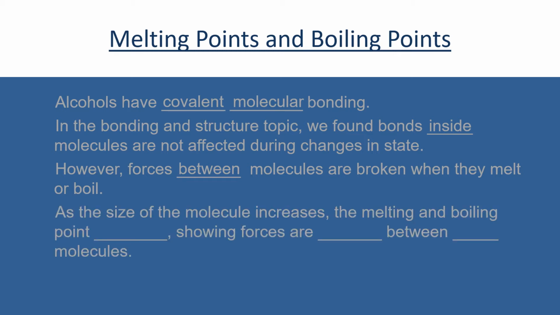And we've found from that data that as the size of the molecule increases, the melting and boiling point increases, showing that forces are stronger between larger molecules. As our alcohols get larger, as we go from methanol to ethanol to propan-1-ol, these forces between molecules get stronger, so it takes more energy to make the substance melt or boil.